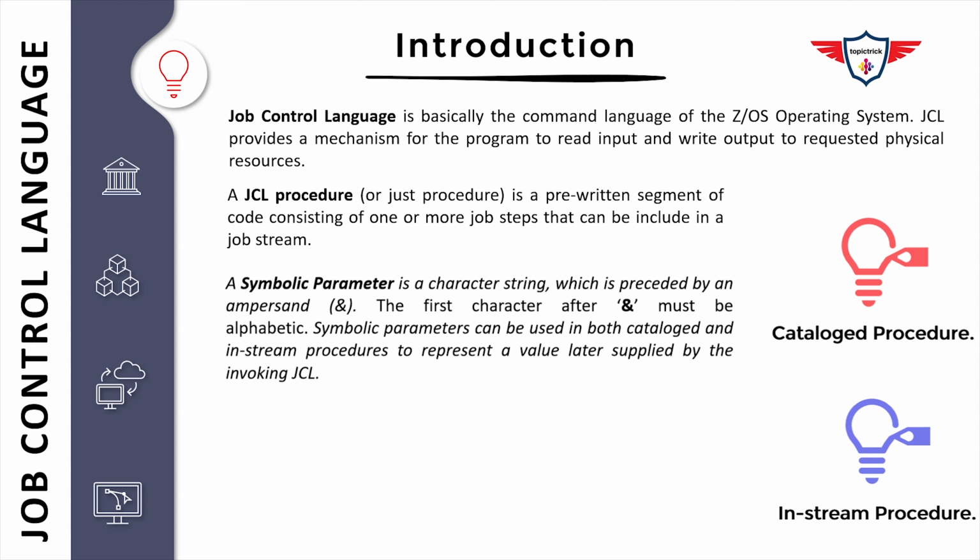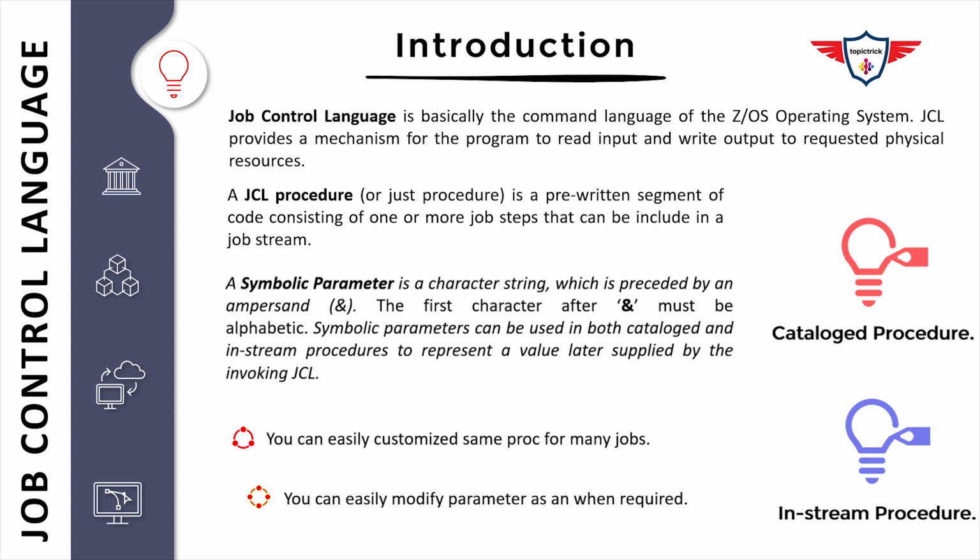Now let's look at the definition of JCL symbolic parameter. So a symbolic parameter is a character string which is preceded by an ampersand, and the first character after ampersand must be an alphabet. And symbolic parameters can be used in both catalog procedure and in-stream procedure, and the value to these symbolic parameters is supplied by the invoking JCL.